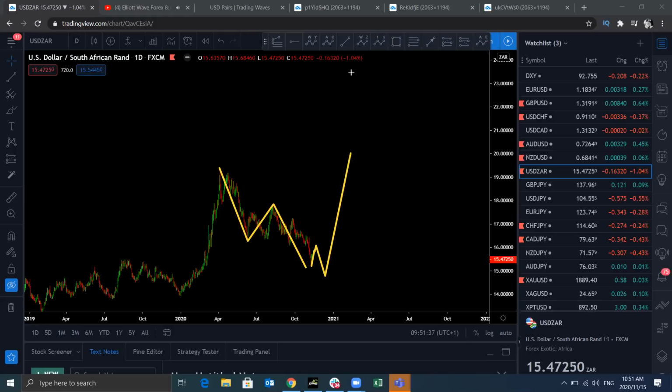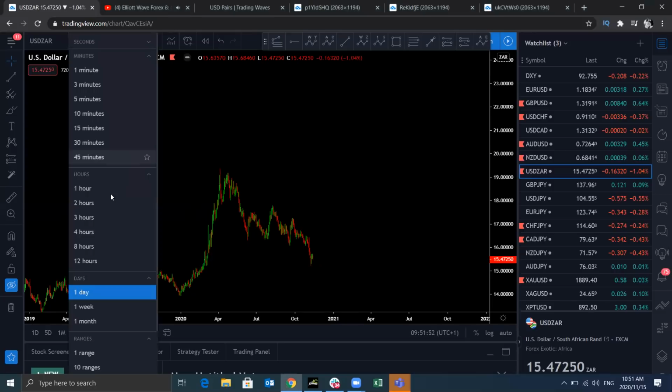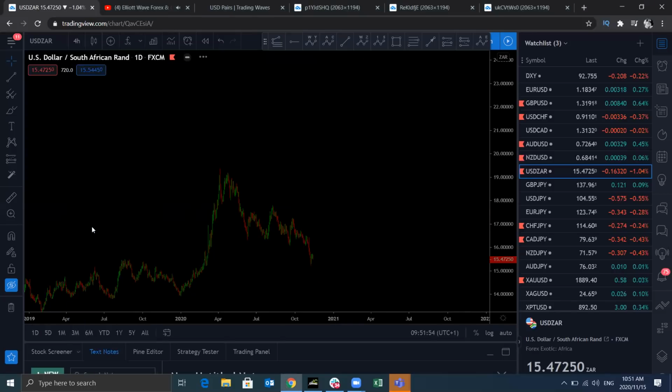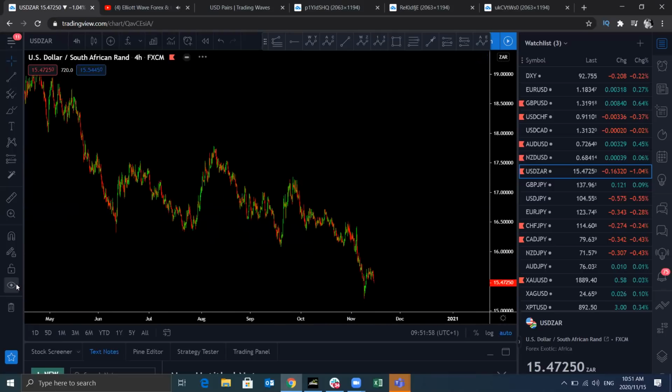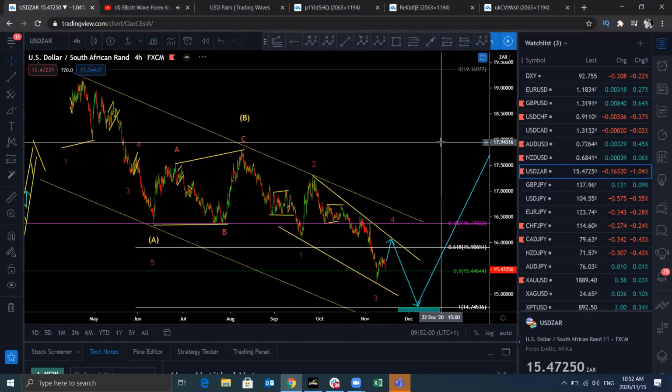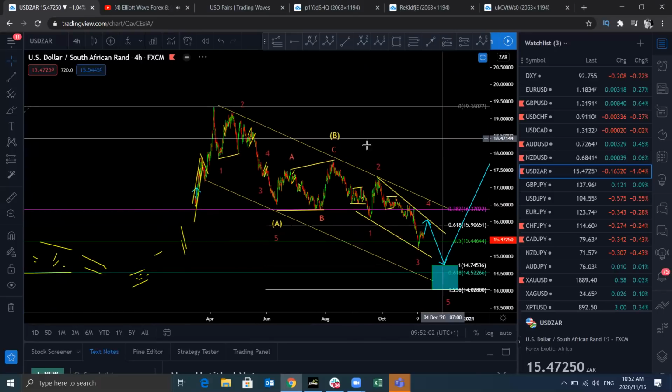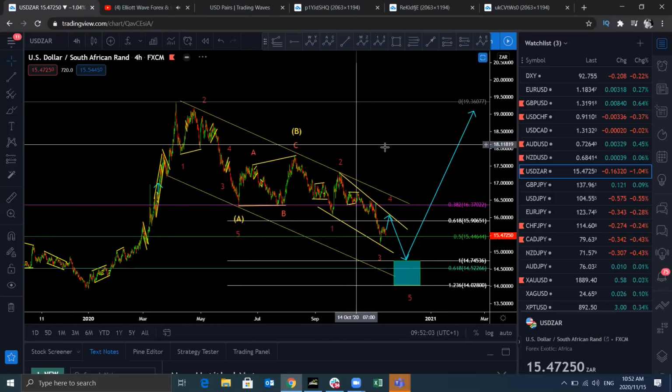The structure that we're expecting is this one here. It's a simple WXY, you can see an ABC structure on US dollar ZAR, and then we're expecting upside. But in terms of the sequence, it may still need to get one more down. What are we talking about? When we say the sequence, let's have a look here at what the structure looks like. So let's show here the structure. So this is what we have here on US dollar ZAR.